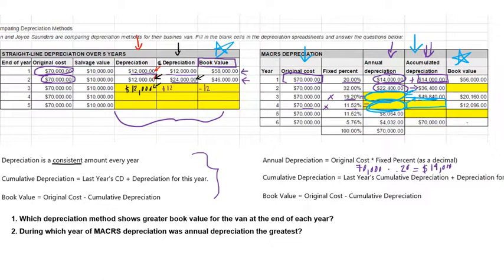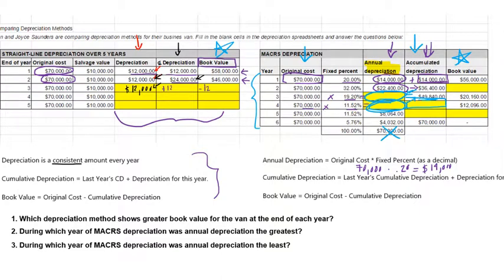Next they ask, during which year of MACRS depreciation was annual depreciation the greatest? So again, you'll have to get this column filled out first, and once it's filled out, you'll simply scan through it and look for the year in which you got the greatest annual depreciation. And that doesn't include this bottom piece. That's just the total. Okay, so looking at the actual data for years 1 through 6. Next, you're asked, during which year was depreciation the least? So again, going to that column and finding the lowest depreciation value over those 6 years.